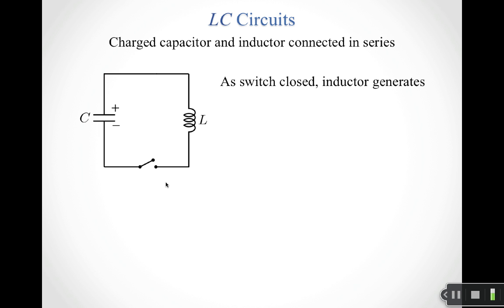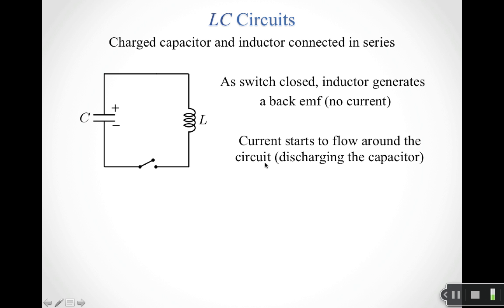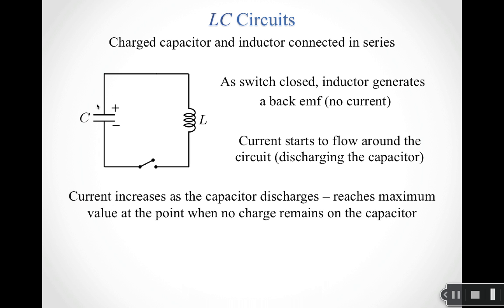So what happens when I close the switch? Well, initially as the switch is closed, the inductor is going to generate a back EMF, and so at that initial instant there's going to be no current. So notice that initially I've got a fully charged capacitor and no current in my circuit. The current will eventually start to build up, discharging the capacitor. We would think of it as current flowing clockwise around this circuit initially as the charge moves off the capacitor. That's where the current comes from, the capacitor discharging.